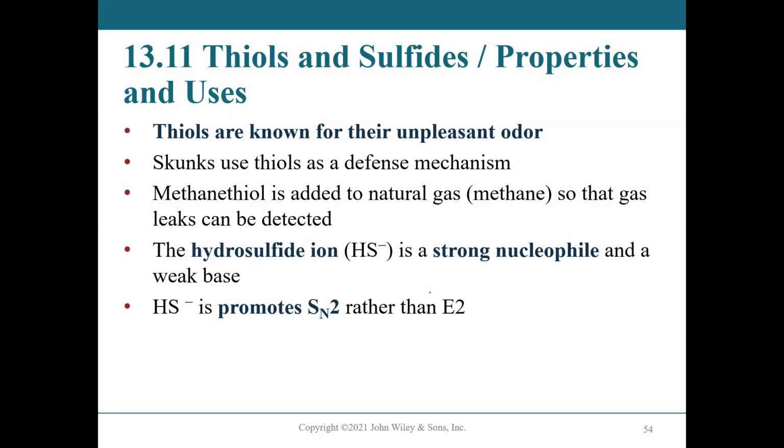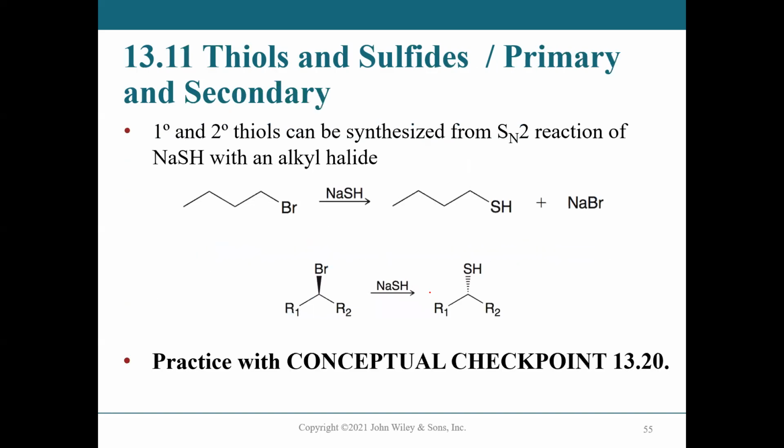The hydrosulfide ion is a strong nucleophile and a weak base, and HS- promotes SN2 rather than E2. So we see an example of an SN2 reaction right here. We're just replacing that bromine with the SH group. They're showing you how to make a primary thiol, and in the bottom reaction, the formation of a secondary thiol.